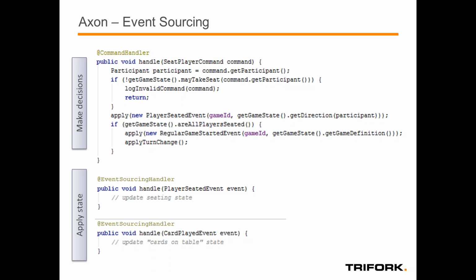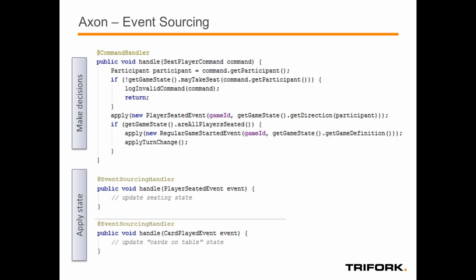The first part is the part where you make the decision. So it just takes an incoming command as well as the current state of your aggregate, of your model, and it makes decisions. So it decides whether or not, and in this case it's a seed player command, so it makes a decision whether or not that player can be seeded. And if it can, it will apply a player seeded event. So all it does is decide whether or not you can be seeded. It doesn't change anything in the state.